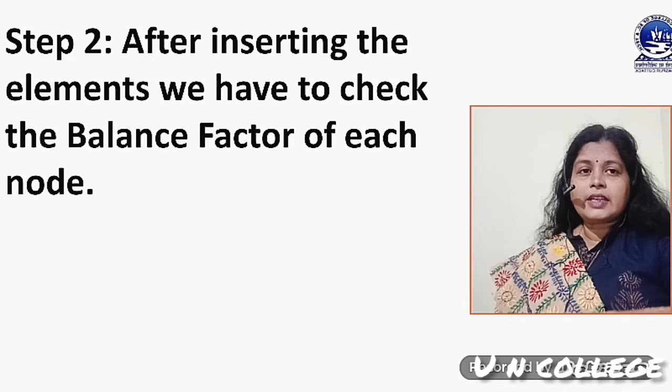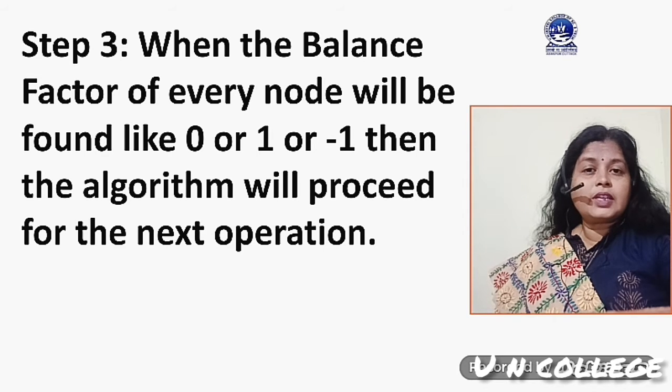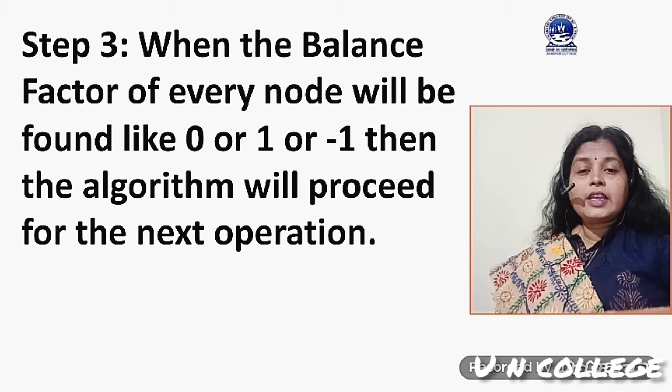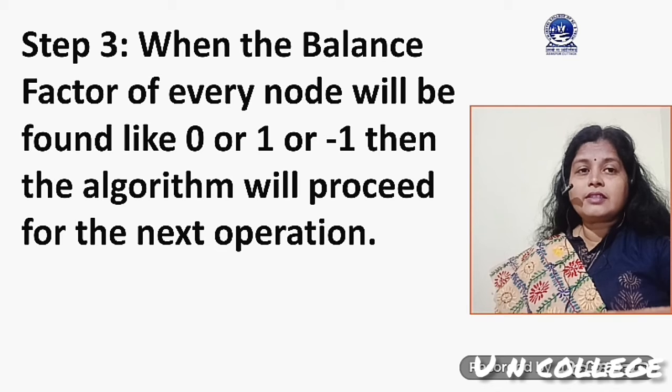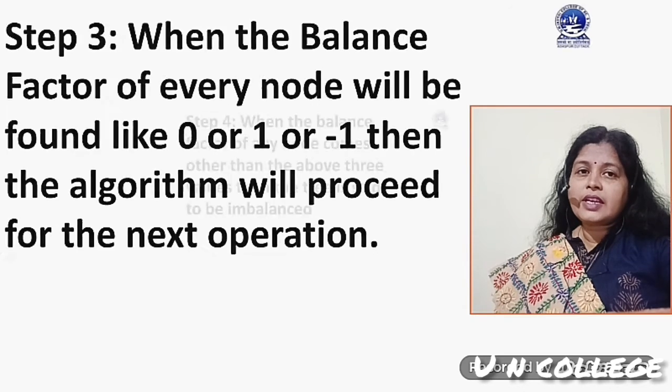After inserting the element, we have to check the balancing factor of each node, because the important property of an AVL tree is that each node must have a balancing factor of either 0, 1 or -1. At step 2, after inserting, we check the balancing factor. At step 3, when the balance factor of every node is found to be 0, 1 or -1, then the algorithm will proceed to the next operation.